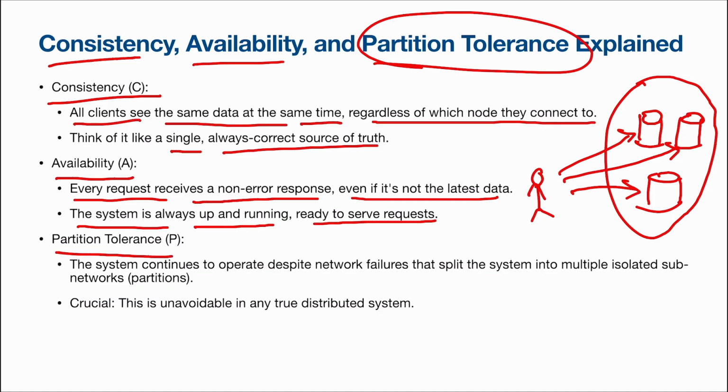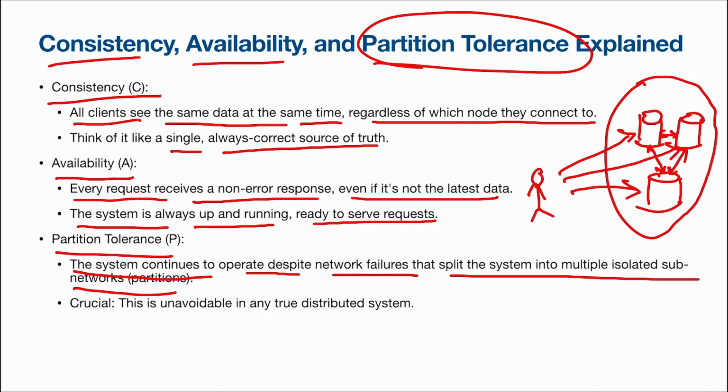And then partition tolerance. The system continues to operate despite network failures that split the system into multiple isolated subnetworks. So what is this? So let's say, again going back to the previous example, there are 3 replicas of the same database. So there is some communication in between the database replicas so that they are in sync with each other. Now what happens if there is a network failure? In case of a network failure, the nodes cannot communicate among each other, and the data of them will be inconsistent among each other.